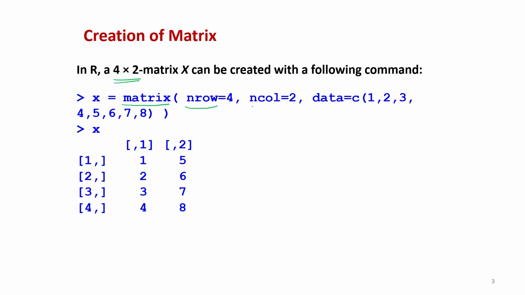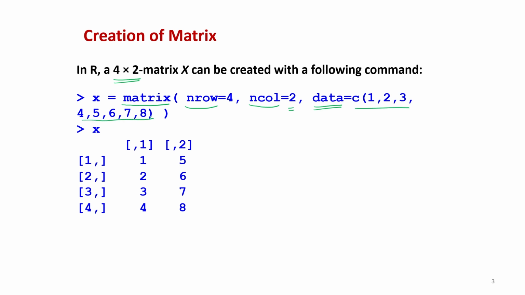The second parameter is the number of columns, which is ncol. There are going to be 2 columns, so I will set the parameter ncol equal to 2. Now the matrix is of order 4 by 2, so there are going to be 8 values which have to be entered. The data which has to be entered inside this matrix is given by the parameter data. Suppose I am simply taking here 8 values in the format of a data vector: 1, 2, 3, 4, 5, 6, 7, 8.